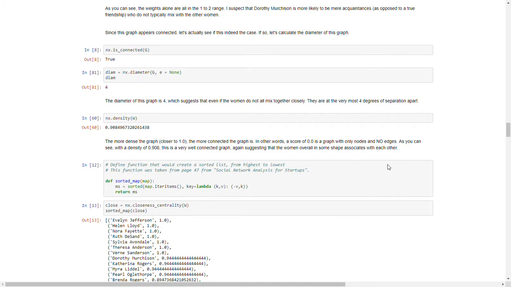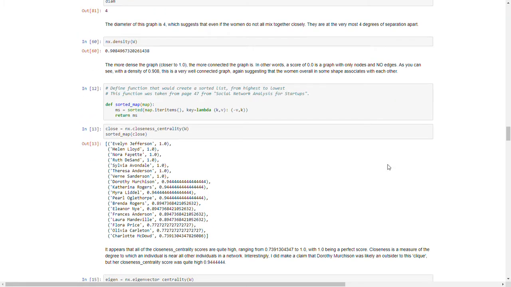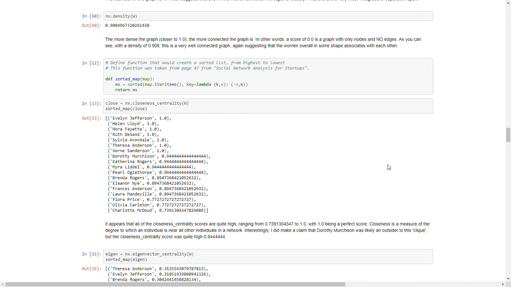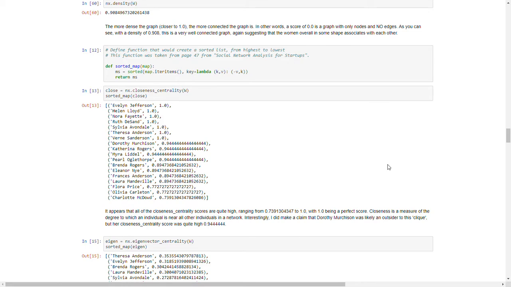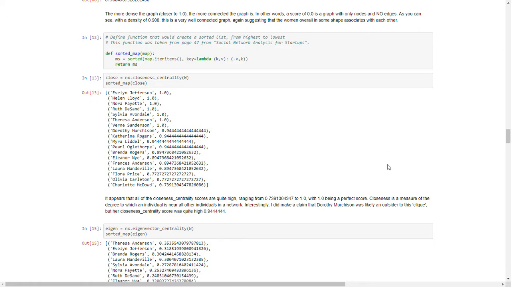So the more dense the graph is, the closer to 1, we can see that this is a pretty well-connected network. It's pretty dense. Here, if we go through and look at closeness centrality, they're quite high, right? They're ranging from 0.7 to 1. So this is the measure of the closeness of individuals in the network.